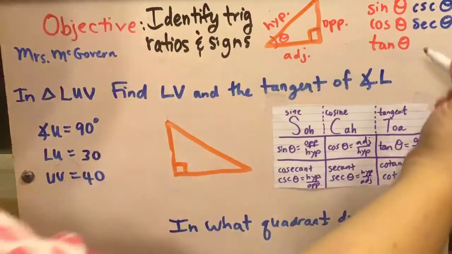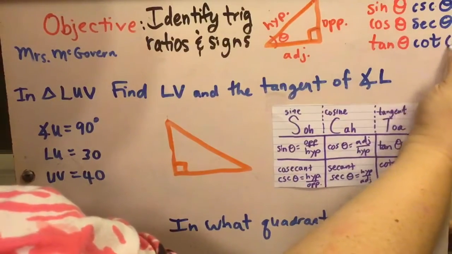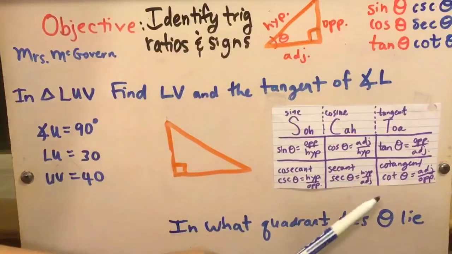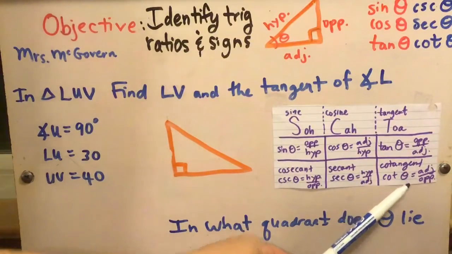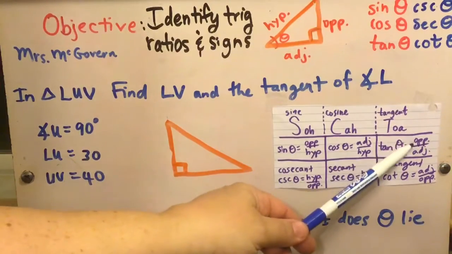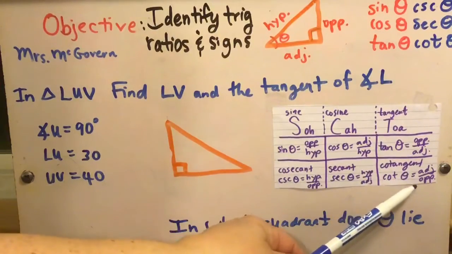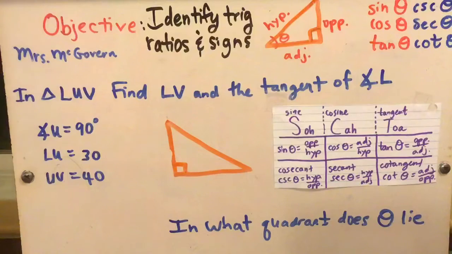And the reciprocal of tangent is cotangent of an angle. So cotangent, you would shorthand write COT of theta. If tangent is opposite over adjacent, cotangent is adjacent over opposite.